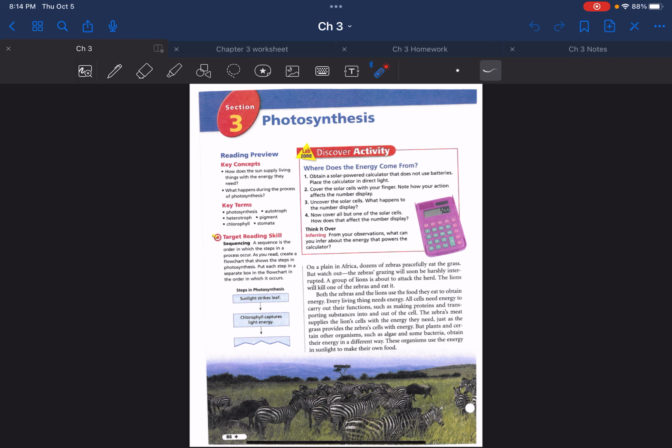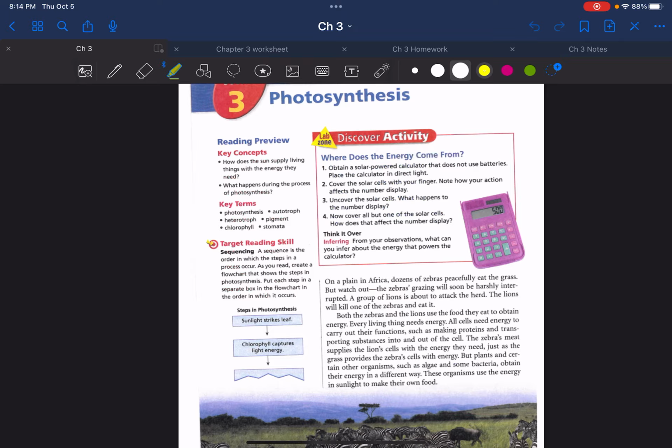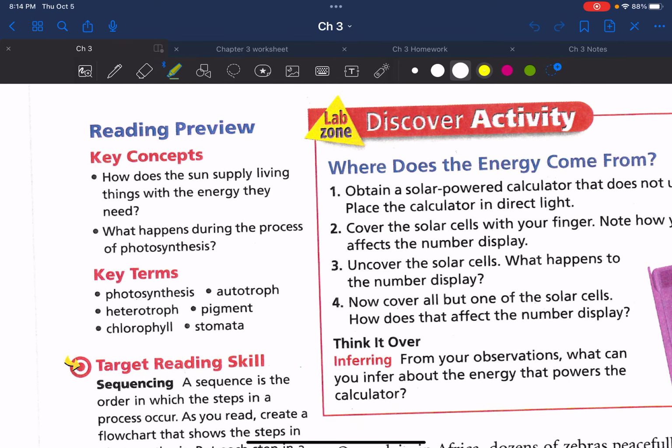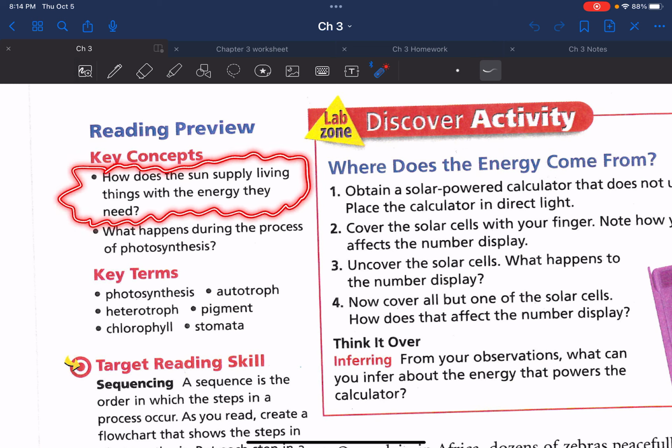Okay, once you're ready, we can begin reading this together. Before we start reading, I love to go over and look at the preview first. How does the sun supply living things with the energy they need? What's really cool about this section is we're actually going to learn that the sun even gives us the energy we need, even though we don't do photosynthesis.